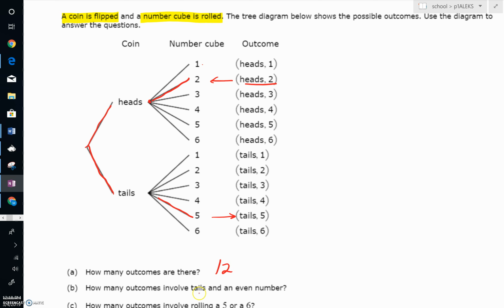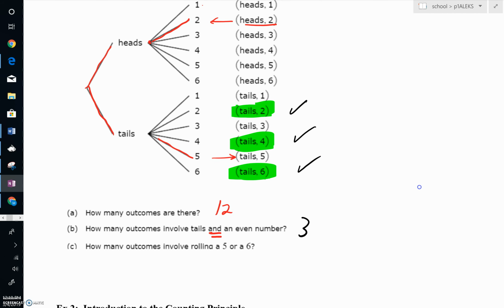How many outcomes involve tails and an even number? Guys, the word "and," of course, is implying that you must have tails and the even number together. So you could have a tails and a 2, a tails and a 4, a tails and a 6. It's not enough to just say that a 2 showed up on top, right up here. That's no good. That would be a head and a 2. The word "and" means both have to occur at the same time. So you can see right here we've got 3 items. The answer would be 3.